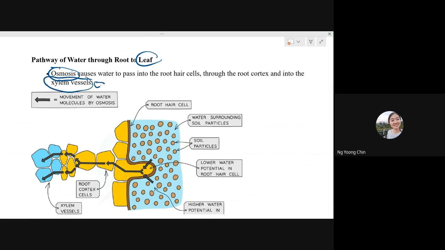Because xylem vessels are found at which site? Xylem vessels are actually found in the roots, right? Roots and the stem and the leaf. Those three parts of the plant do contain the xylem vessel.